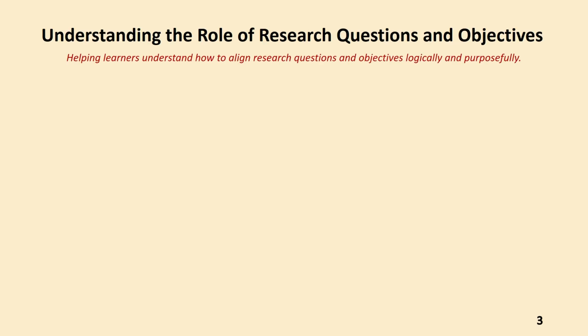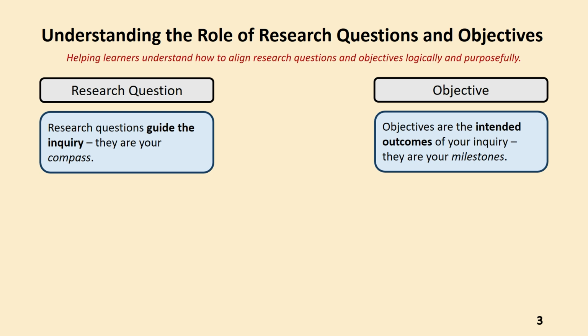First is understanding the role of research question and objective. This is very important for a researcher to understand, what is the basic relationship between research question and objective. यह बहुत ही महत्वपूर्ण है कि शोध प्रश्नों में और शोध उद्देश्य में किस प्रकार का संबंध आपस में है, how they grow and how they support each other. So we will discuss this, helping learners understand how to align research question and objectives logically and purposefully.